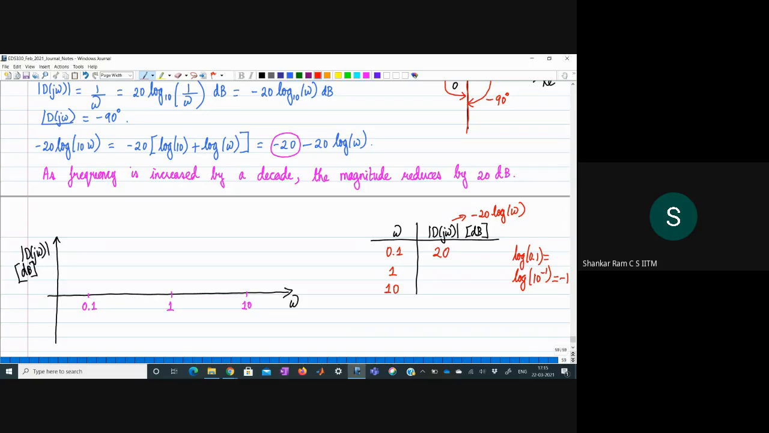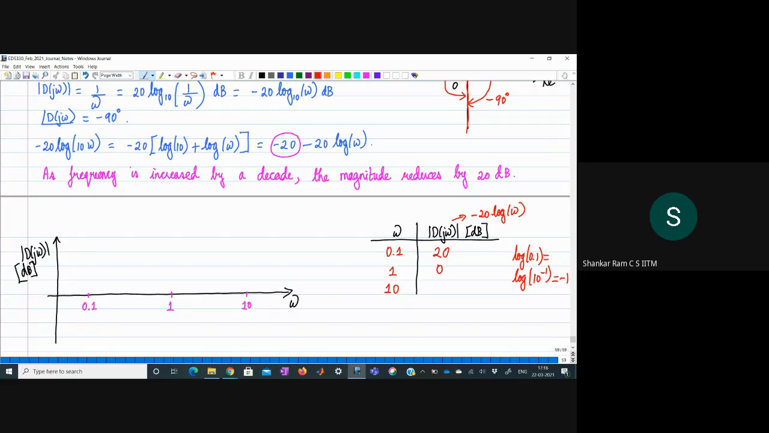Okay. Please stop me whenever there are questions, okay? I'm just explaining the steps, but if you have any questions, please feel free to stop me whenever necessary. So now if I substitute omega equal to 1, log of 1 is going to be 0, so 20 log 1, you'll get 0 decibel. So that's what will happen.